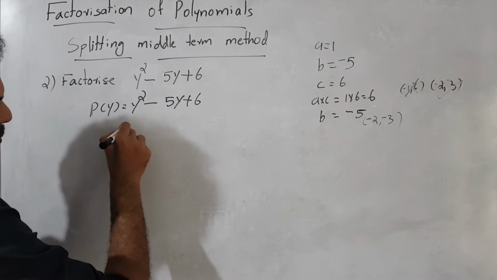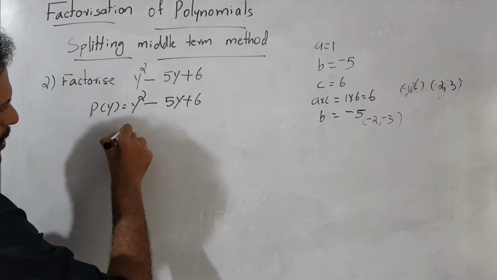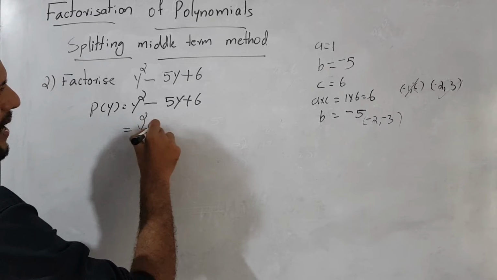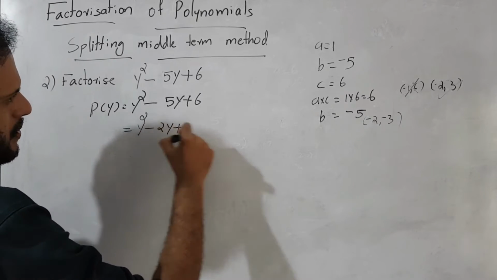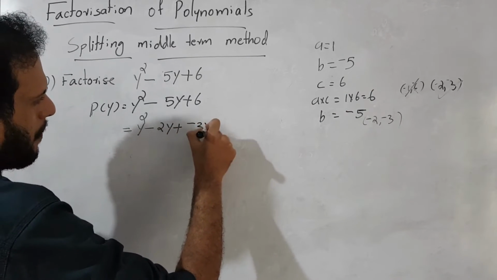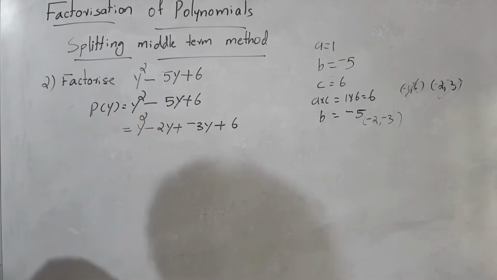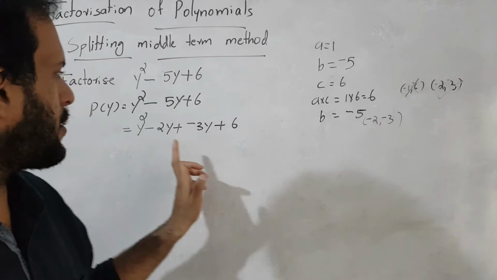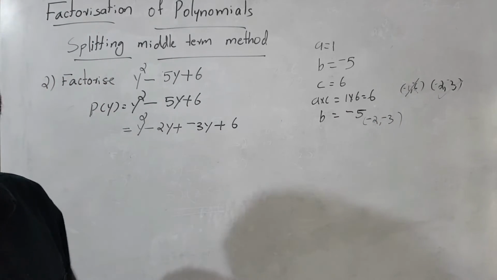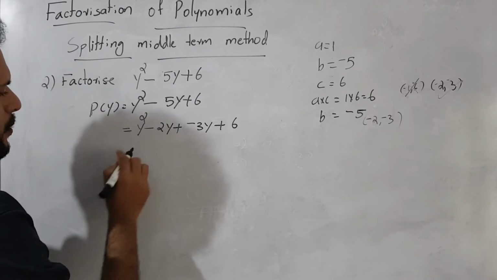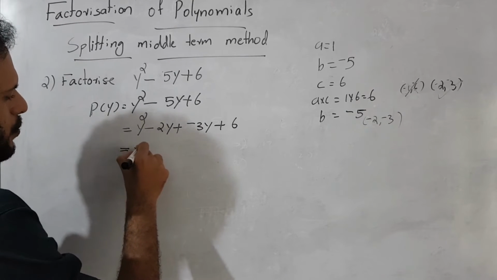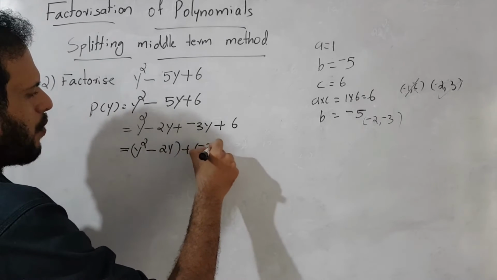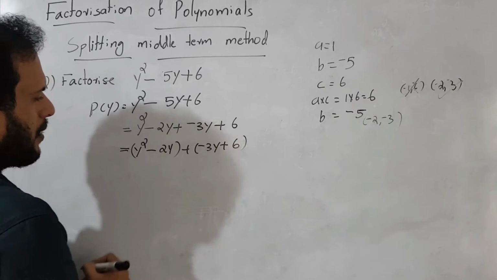The next step is equal to y square minus 2y plus minus 3y plus 6. Minus 5y is split as the sum of minus 2y and minus 3y. The next step, group the terms: y square minus 2y is the first group and minus 3y plus 6 is the second group.